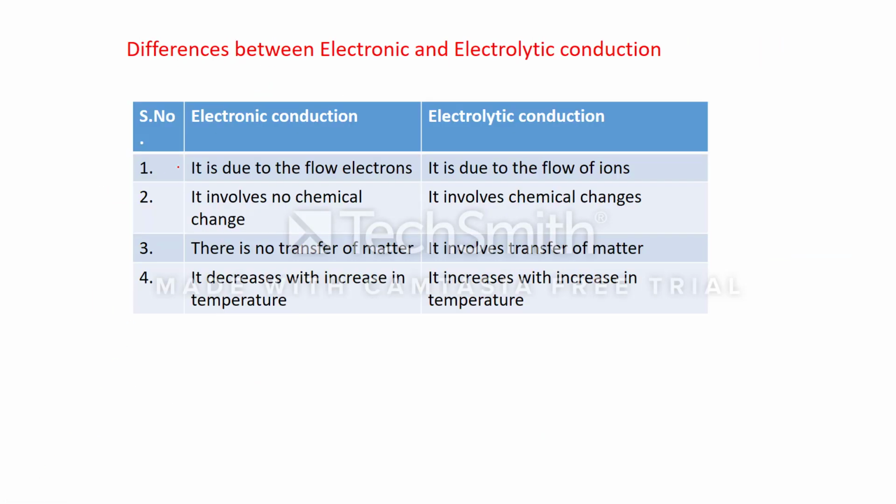Now, after discussing these two, we can differentiate between electronic conduction and electrolytic conduction. This is due to the flow of electrons. This is due to the flow of ions. In this case, no chemical change is there, but in this case, chemical change is there. In this case, no transfer of matter. It involves the transfer of matter. It decreases with increase in temperature, and it increases with increase in temperature.